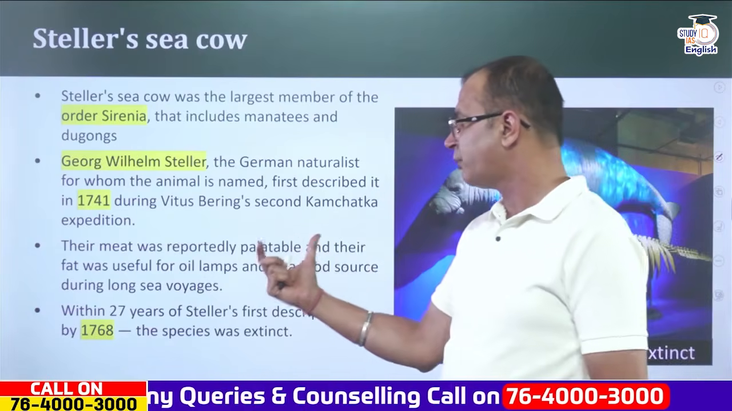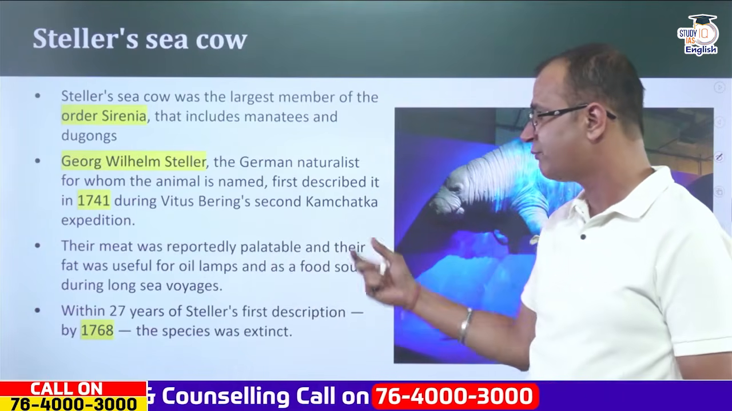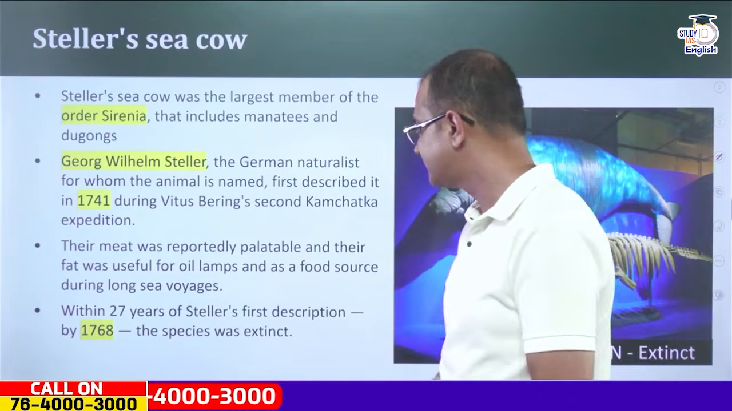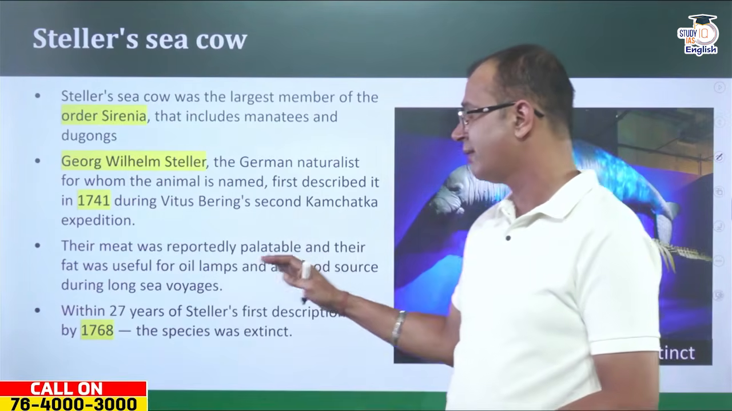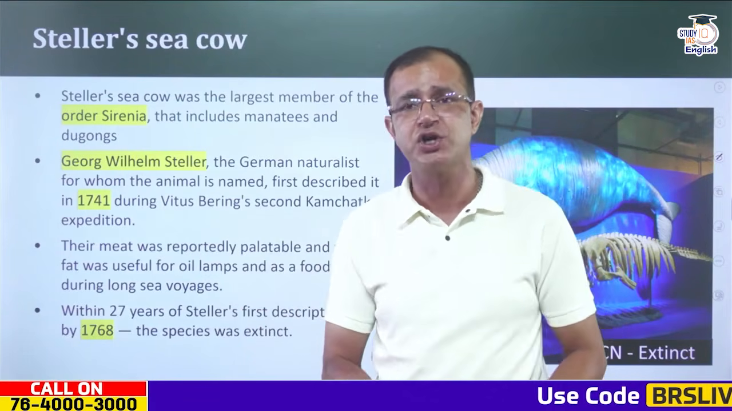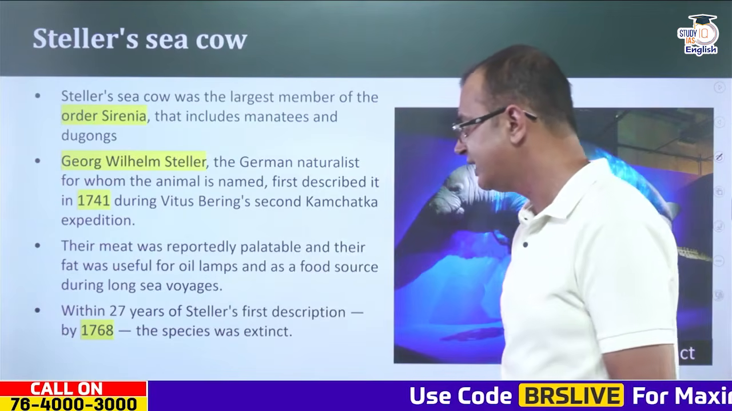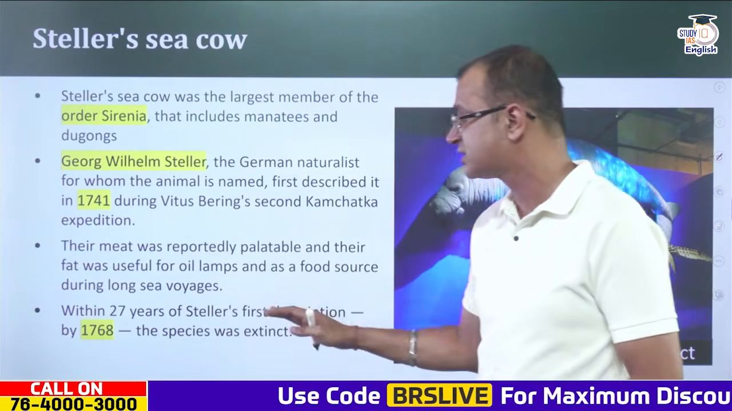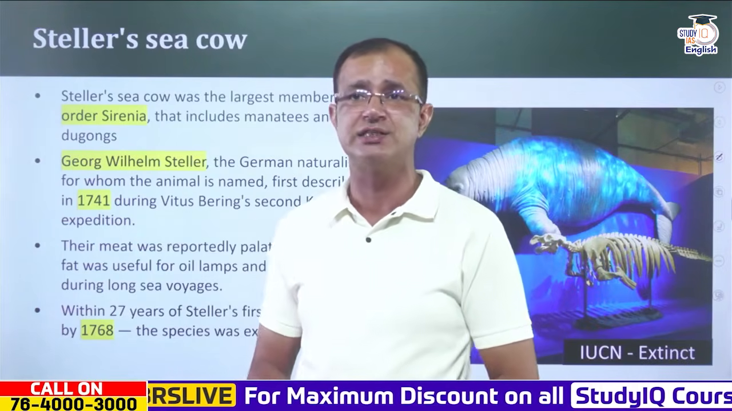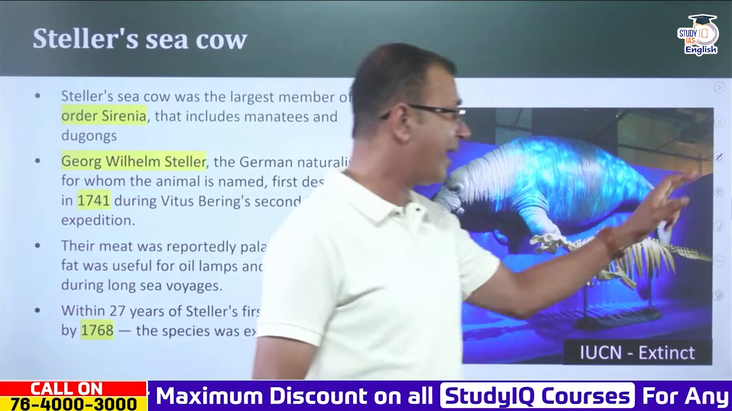The meat was reportedly palatable, and their fat was useful for oil lamps, and that is why these animals were hunted down. They were a food source for the long sea voyages, and that was the reason for the extinction of the Steller's sea cow within 27 years of Steller's first description. By 1768, the species was extinct, and you can see the impact.